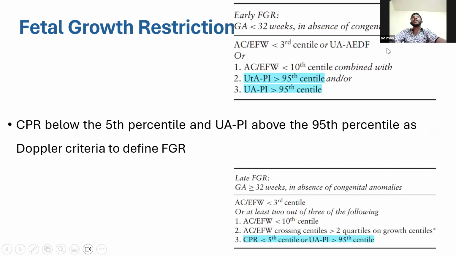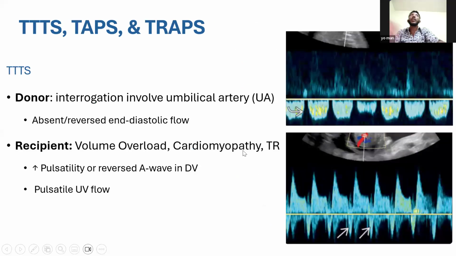As a guideline, the CPR ratio and uterine artery PI greater than the 95th percentile for the given gestational age will be considered a defective placentation, and umbilical artery PI greater than the 95th percentile for a given gestational age indicates growth restriction, and CPR below the 5th percentile will indicate this as a Doppler criterion to diagnose FGR.